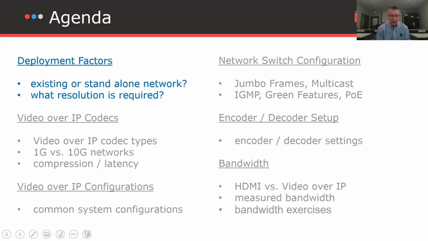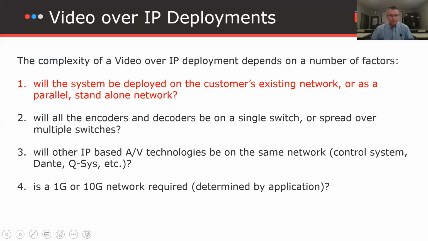So here's our agenda for today. It does look like a busy agenda, but we'll get through it. I've broken it down into 6 different sections. We're going to start with what I think is probably the most important one to understand, which is deployment factors. And I've broken this down into 4 different sections on how complex these deployments can be. It's the biggest question we get if I'm moving from traditional Pro AV to video over IP. What's really involved in designing and deploying a system like that?